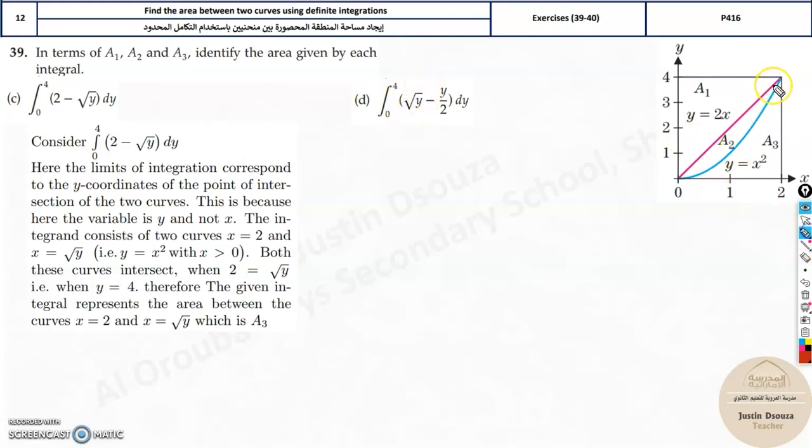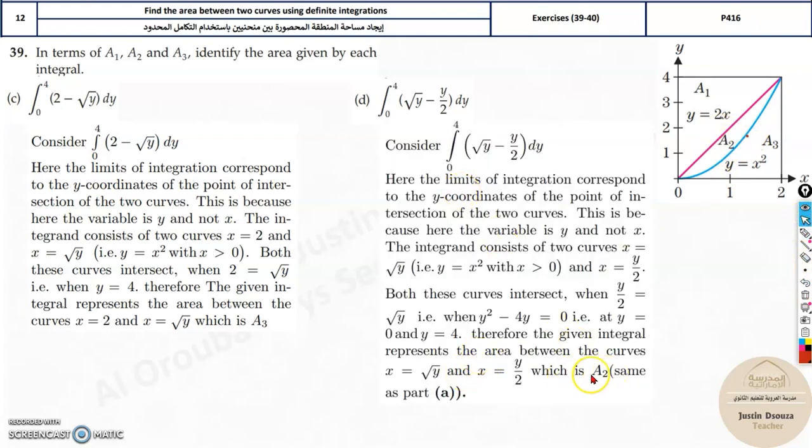This is the blue function. And then we have y by 2. This is solved. Take y to the other side. X equals y by 2. So that means this one. And it is along y-axis 0 to 4, isn't it? So it will be right side minus the left side, which is in consideration. A2 is the answer, A2.